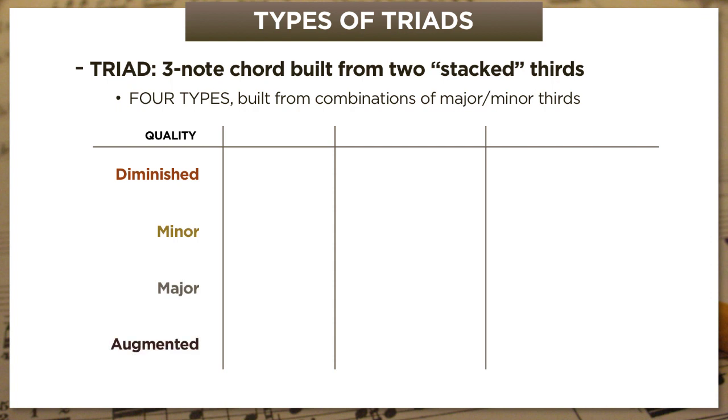And I'll tell you in a moment why I put them in this particular order. But first, let's look at how each one is built, starting with diminished. A diminished triad is built from 2 identically sized thirds. They're both minor. You take one minor third, you stack it on top of another one, and you get a diminished triad. So built up on A, it looks like this.